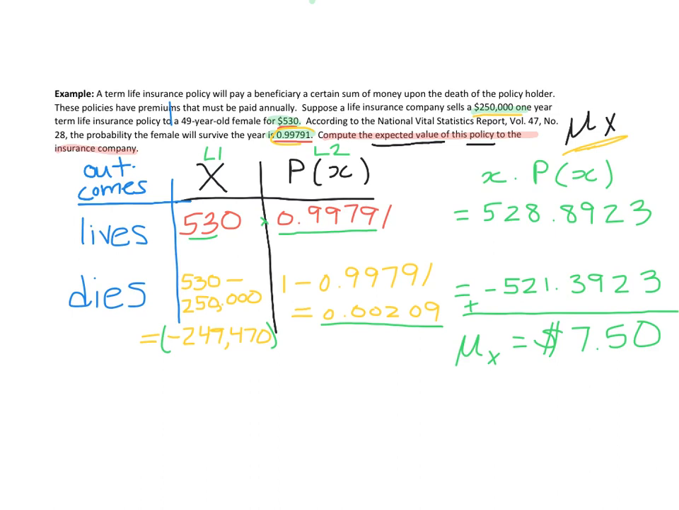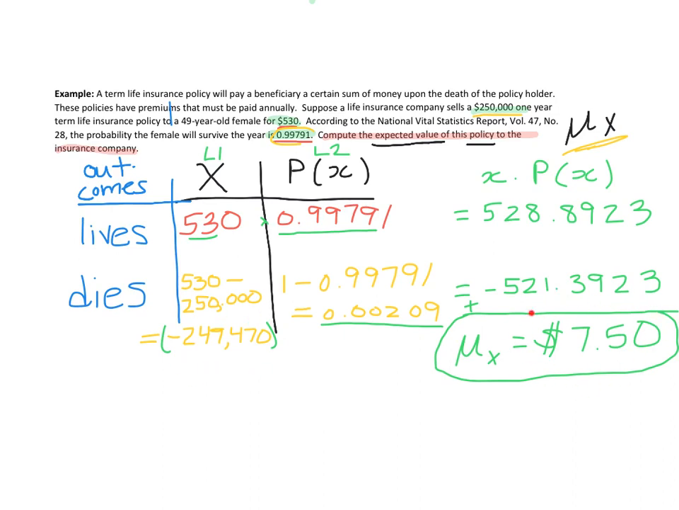So this also helps us with our interpretation of the mean, because if one woman were to buy this life insurance policy, after a year, the insurance company is not going to make $7.50, right? With one person, either that woman will live and they're going to make $530, or that woman will die and they'll be out $249,470. So what does this $7.50 actually mean?